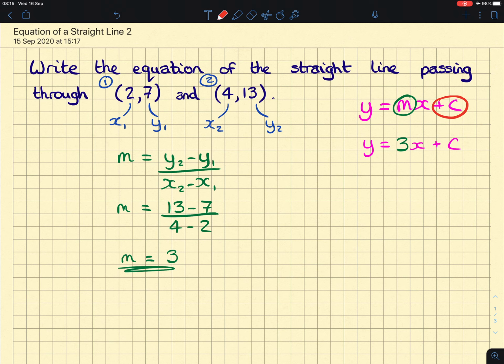Generally speaking, you want to pick the nicer looking ones or the smaller numbers, any that don't have negatives. So I'm going to go with 2 and 7 here. 7 is the y coordinate, 2 is the x coordinate. And then that leaves us with a 3 times 2 and a plus c. That then simplifies by doing 3 times 2 to give us 6 plus c. And then if we take away 6 on both sides, that will end up giving us c is 1.